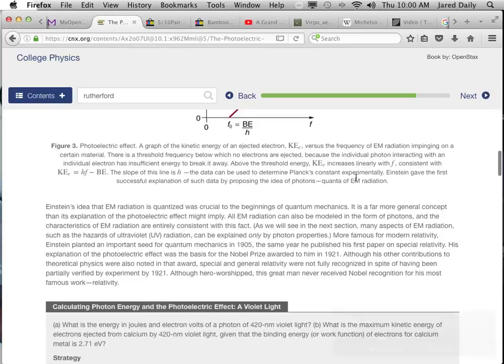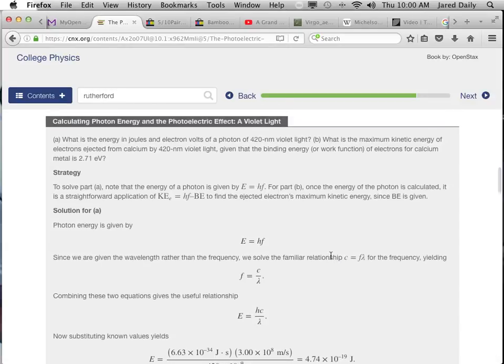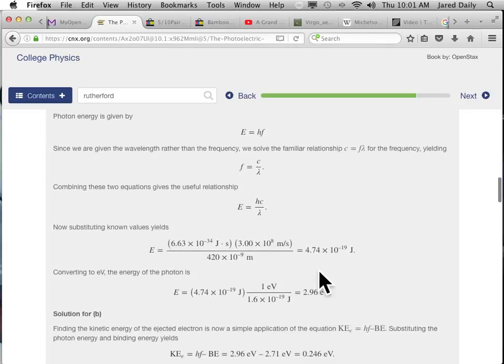We haven't done, let's do an example here really quick. So here we have calculating the photon energy and the photoelectric effect of violet light. So what is the energy in joules and electron volts of a photon of 420 nanometer violet light? We use Planck's equation for that, E equals hf. So that's pretty simple. And then we're given the wavelength, so we have to calculate the frequency using speed of light over wavelength equals frequency. That's pretty easy to calculate in the end.